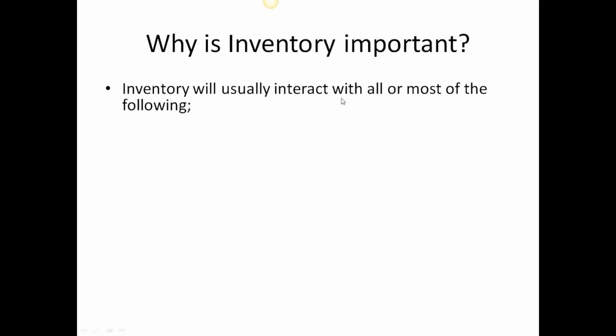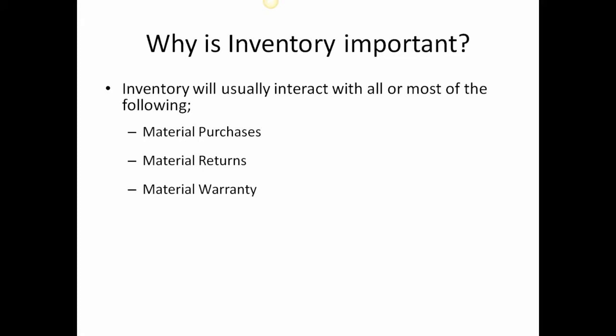Inventory is very important. It interacts with most everything you do all day long, and just to give you a few samples of that: material purchases. Most of your purchases are inventory. Obviously, some of them aren't. Inventory or material returns, a lot of this affects inventory. Your material warranties, if it's a manufacturer's warranty on a material item. Inventory interacts quite a bit with work orders and invoices, estimates, and counter and cash sales. So all of these things, and probably a whole lot more, have some relationship with inventory itself.